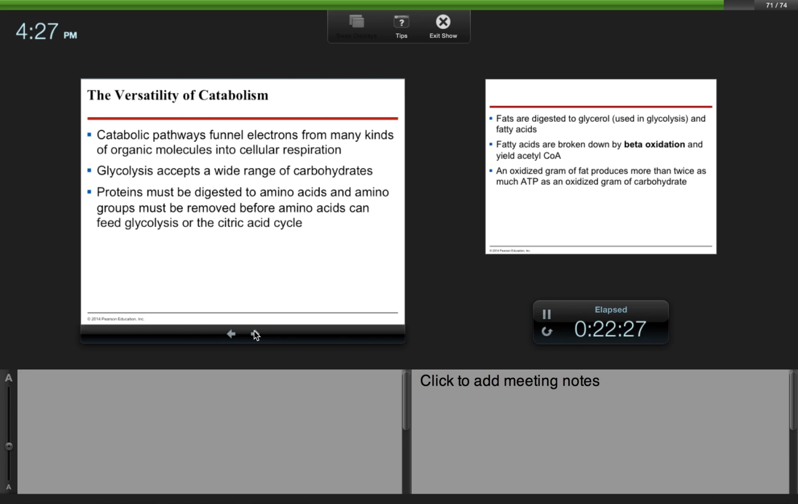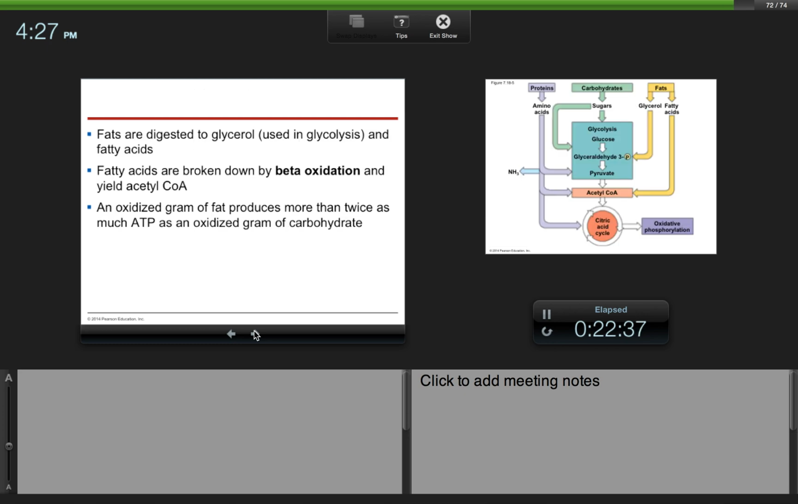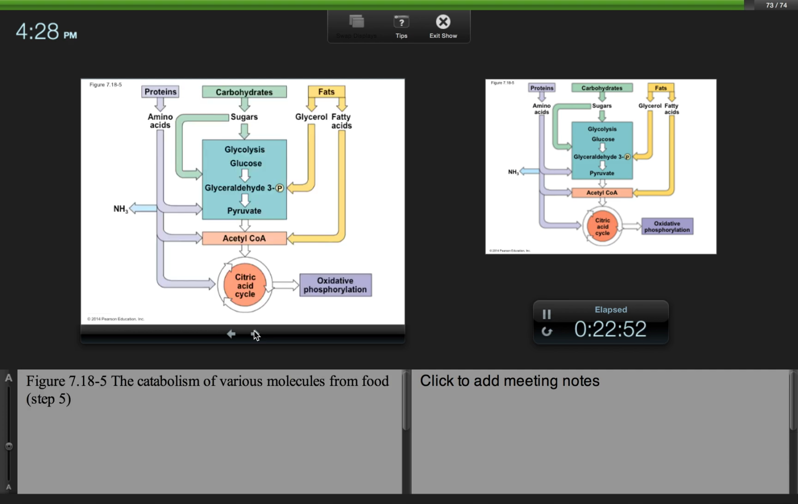So glycolysis accepts a wide range of carbohydrates. Proteins must be digested to amino acids, and amino groups must be removed before amino acids can feed glycolysis or the citric acid cycle. Fats are digested to glycerol and fatty acids. Fatty acids are broken down by beta oxidation and yield acetyl coenzyme A. An oxidized gram of fat produces more than twice as much ATP as an oxidized gram of carbohydrate.